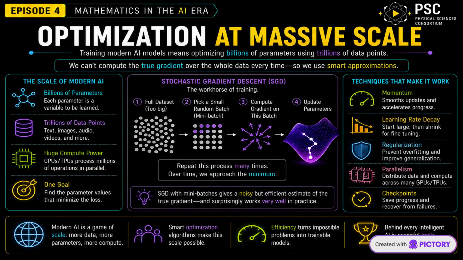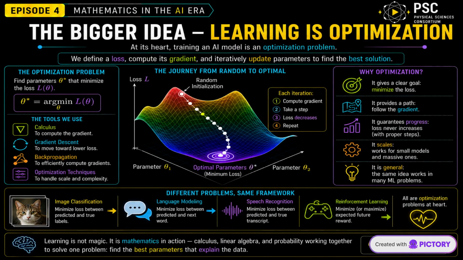Training modern AI means optimizing enormous numbers of parameters using huge datasets. Computing everything at once is impractical, so methods such as stochastic gradient descent, mini-batches, parallel computing, and learning rate strategies make large-scale optimization possible. The deeper idea is simple: learning is optimization.